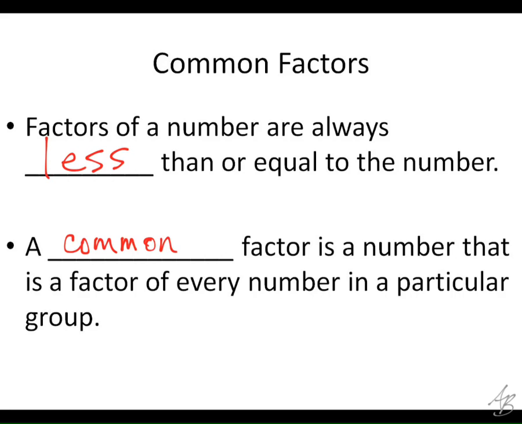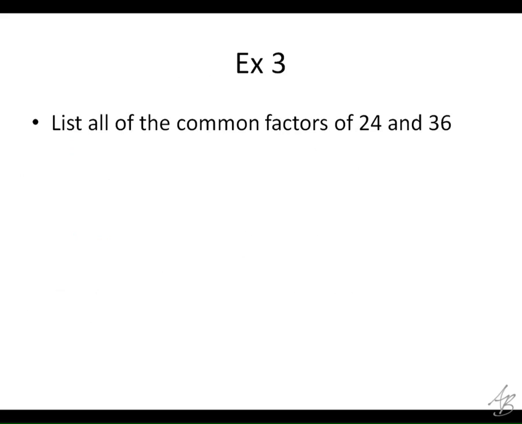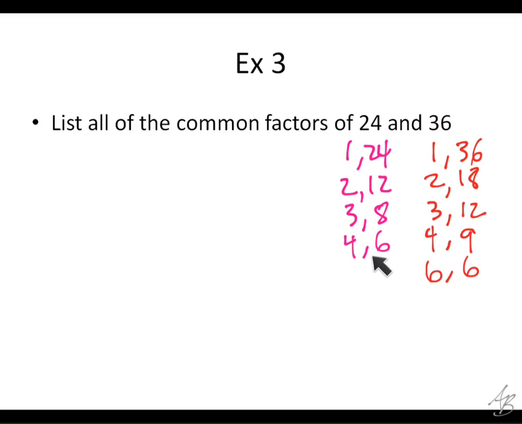So our next example, example 3, we want the common factors of 24 and 36. How can I figure out what factors 24 and 36 have in common? Let me do something here real quick. I'm going to write down the factor pairs that we had for 24 and 36. So here's our factor pair list for 24. You have that for example 1. Here's our factor pair list for 36. You have that for example 2.